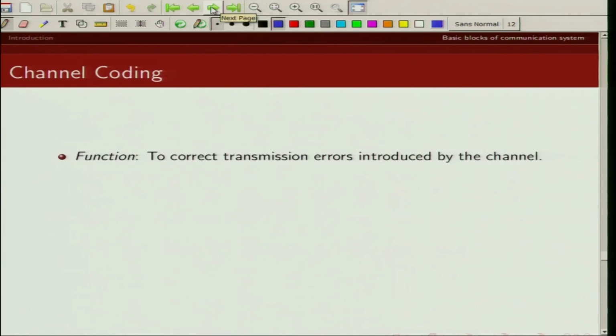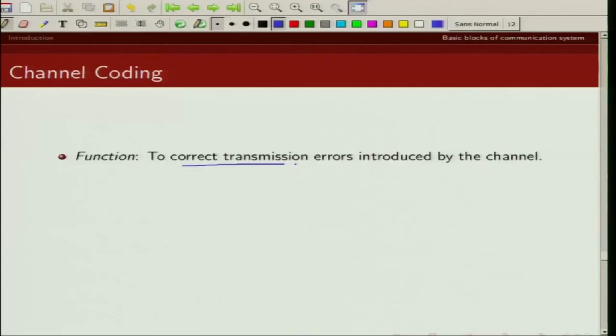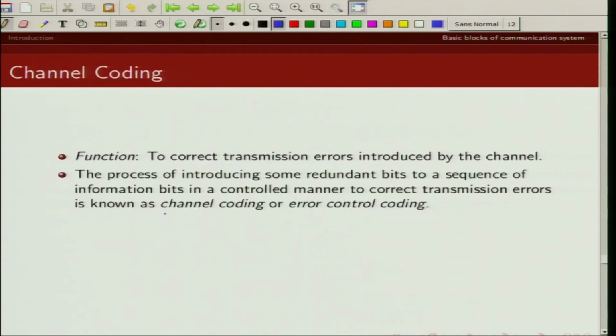Channel coding, as we said, its idea is to introduce redundancy in the message bits and use that redundancy to correct errors. So whatever transmission errors happened, the idea of channel encoding is to introduce some additional bits into your message bits and use those redundant bits to correct or detect errors. This is also known as channel coding or error control coding.